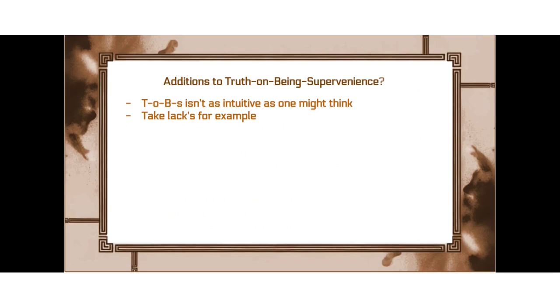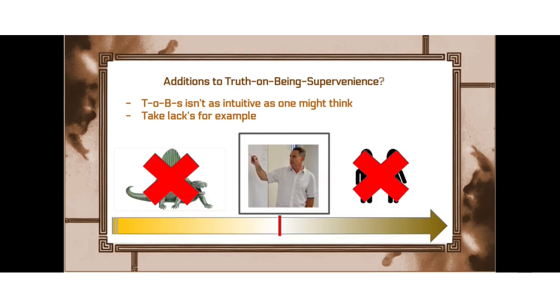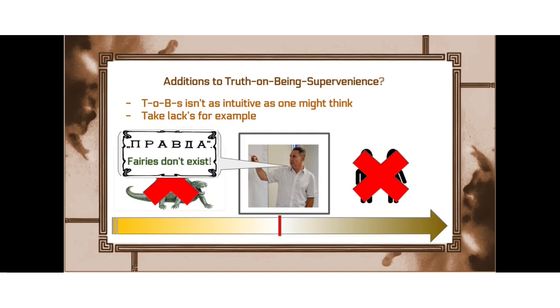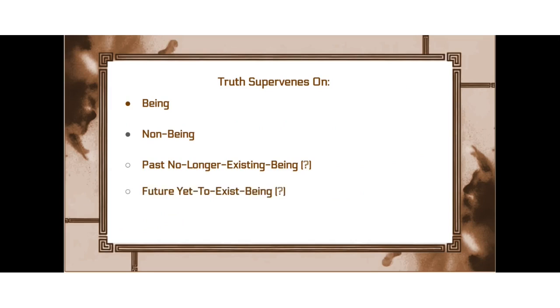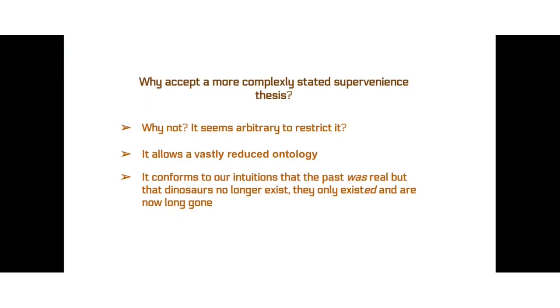Well, we should note that truth supervening on being only isn't actually that intuitive. Let's take the example of lack, non-existence. If Denmark Cuisine says fairies don't exist, that seems to be just the unvarnished truth, right? And yet it's not making any reference to fairies. And specifically, we don't take that to be adding anything to our ontology either. We don't need to believe in the lack of fairies as a part of ontology. We can just see that it's not in there, right? So truth supervenes on being, at the very least on non-being as well. And so maybe on past no longer existing being, maybe on future yet to exist being.